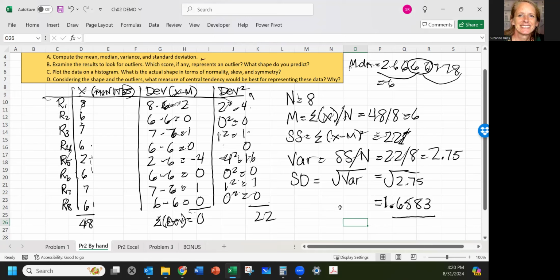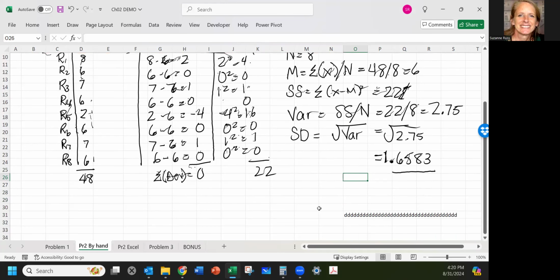Next, it says, examine the scores to look for outliers. What score, if any, represents an outlier? What shape do you predict? So let's go down here and write B for easy grading. And as I look through these scores, I see that many of them are similar. 8, 6, 7, 6, very similar. 6, 7, 6, very similar. But 2 stands out. And so I'm going to say the outlier is 2. Predicting left skew. The tail is going to point in the direction of the outlier, I predict.